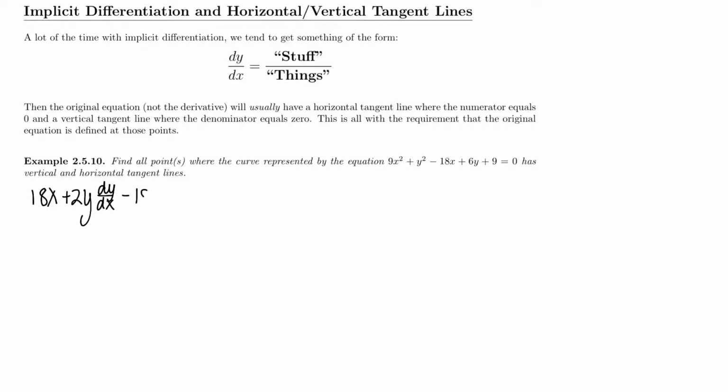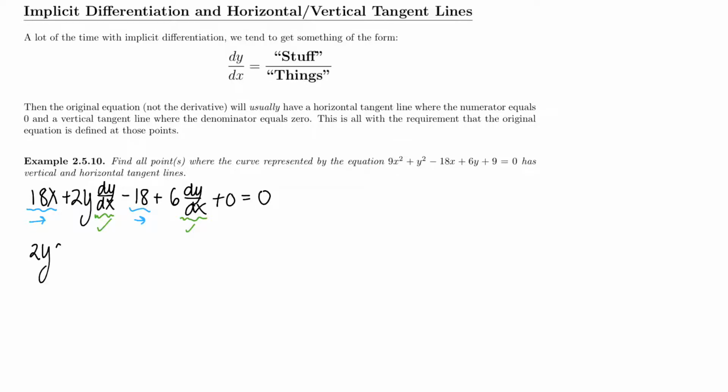Derivative of 18x is 18. Derivative of 6y is 6, but then we have a dy/dx. And the derivative of 9 is 0. And the derivative of 0 is 0. So we don't really need to even have this 0 here, right? Anything with a dy/dx on it, which are these two, is going to stay on the left side, and then I'm going to move the other terms over to the right if they don't have a dy/dx in them.